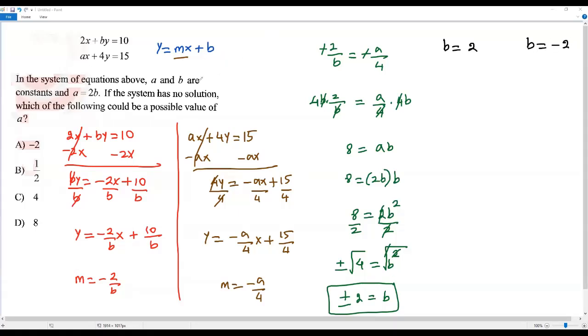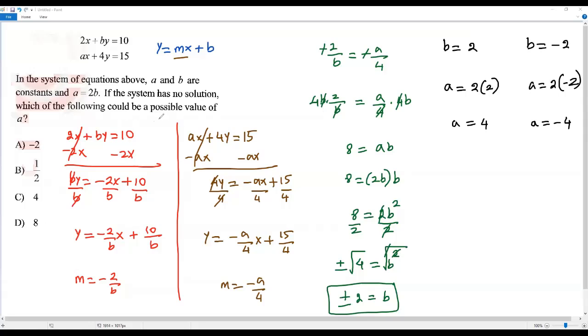Now let's plug b equals 2 into the equation a equals 2b. Then I get a equals 2 times 2, so a equals 4. And a equals 2 times, for b we plug in the second value, negative 2. Then I get a equals negative 4. I'm getting two values for a. One is 4 and the other one is negative 4.